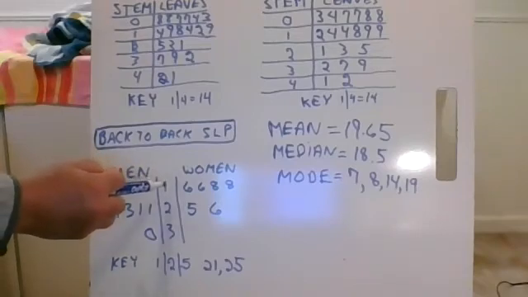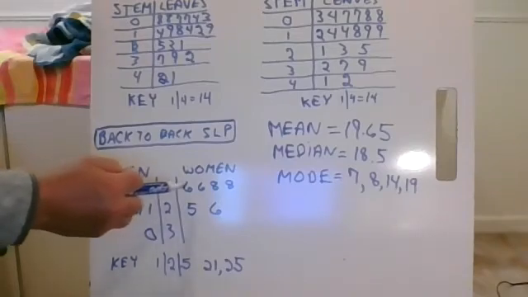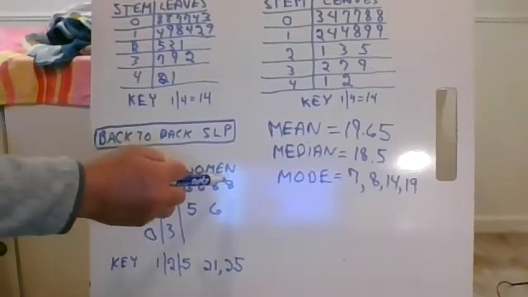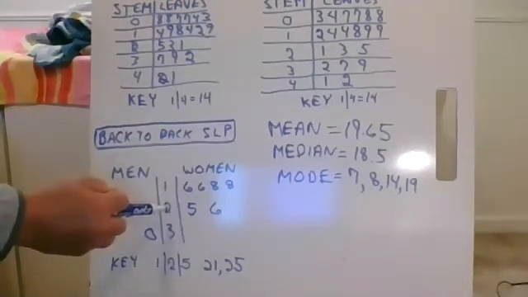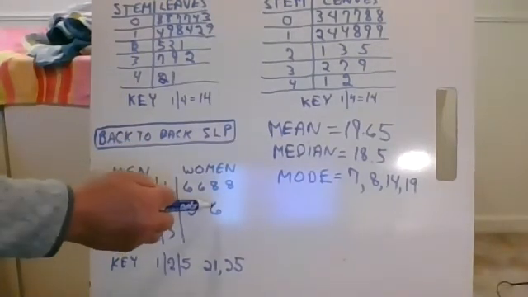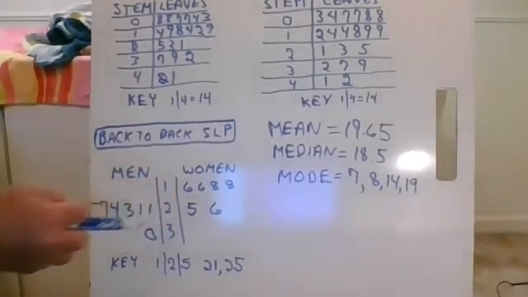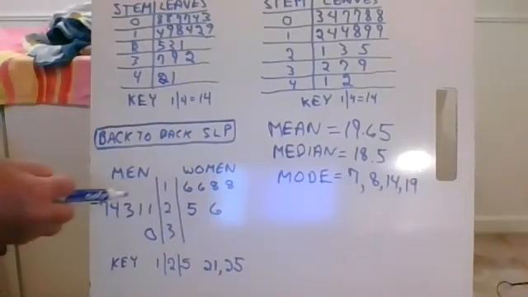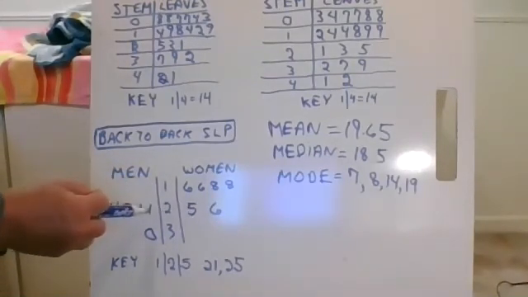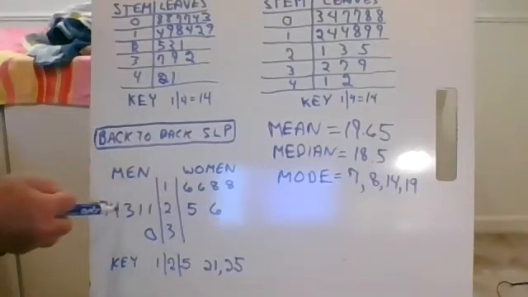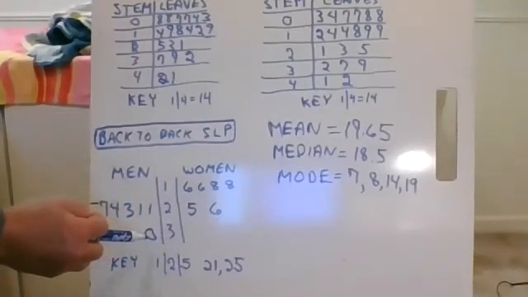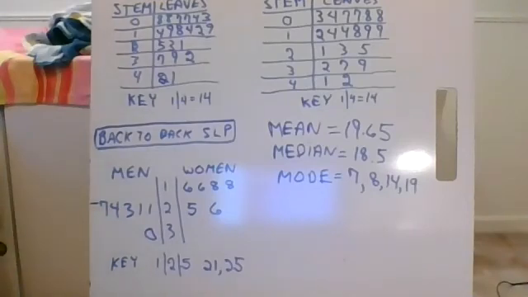So you would end up with women 16, 16, 18, 18. Then down here, you'd have 25 and 26. And that would be the women. For the men, you have nothing with a 1. You have 21, 21, 23, 24, 27, and then 30 for the men. That's a back-to-back stem and leaf plot.